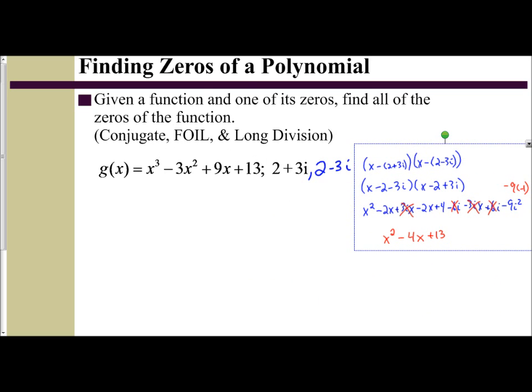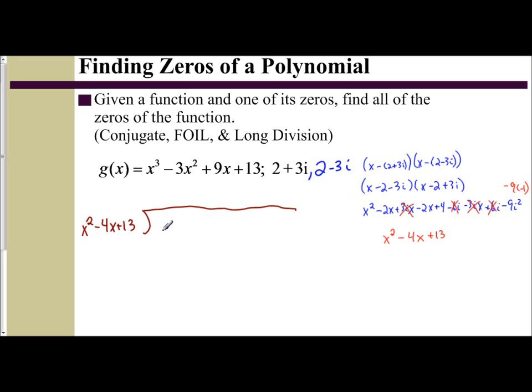So let's set it up. I'm not missing any exponents, so I can leave it as is. I'm going to do long division with x squared minus 4x plus 13. And I'm dividing into my polynomial, which is x cubed minus 3x squared plus 9x plus 13. You multiply x squared by x to get rid of x cubed, and that gives you x cubed minus 4x squared plus 13x. We are subtracting, so we need to do the opposite. So positive becomes negative, negative becomes positive, positive becomes negative.